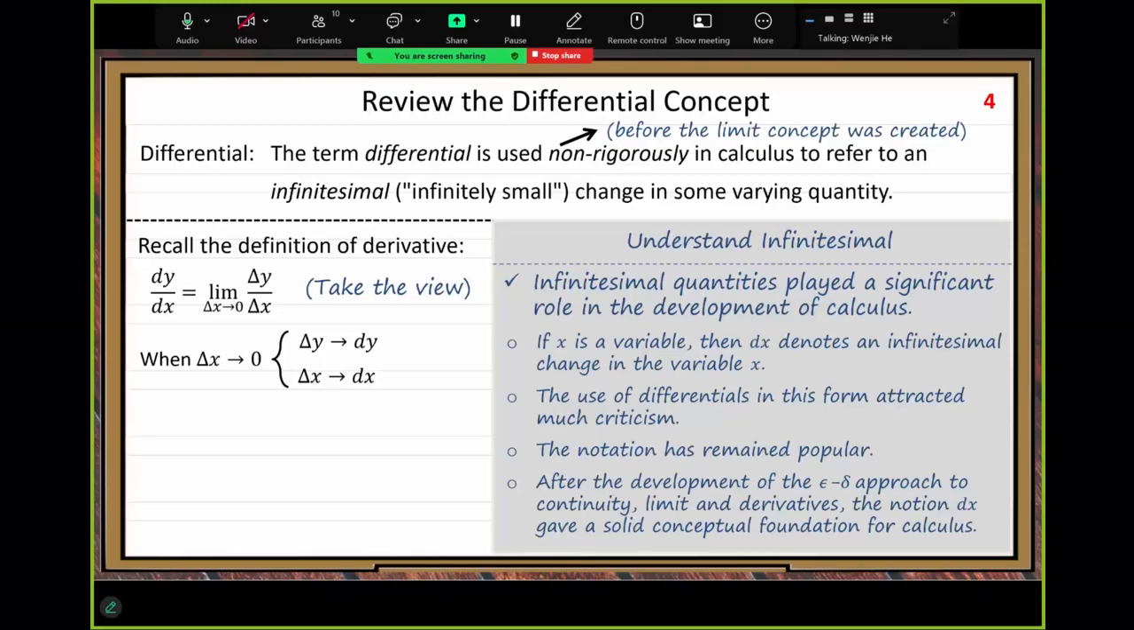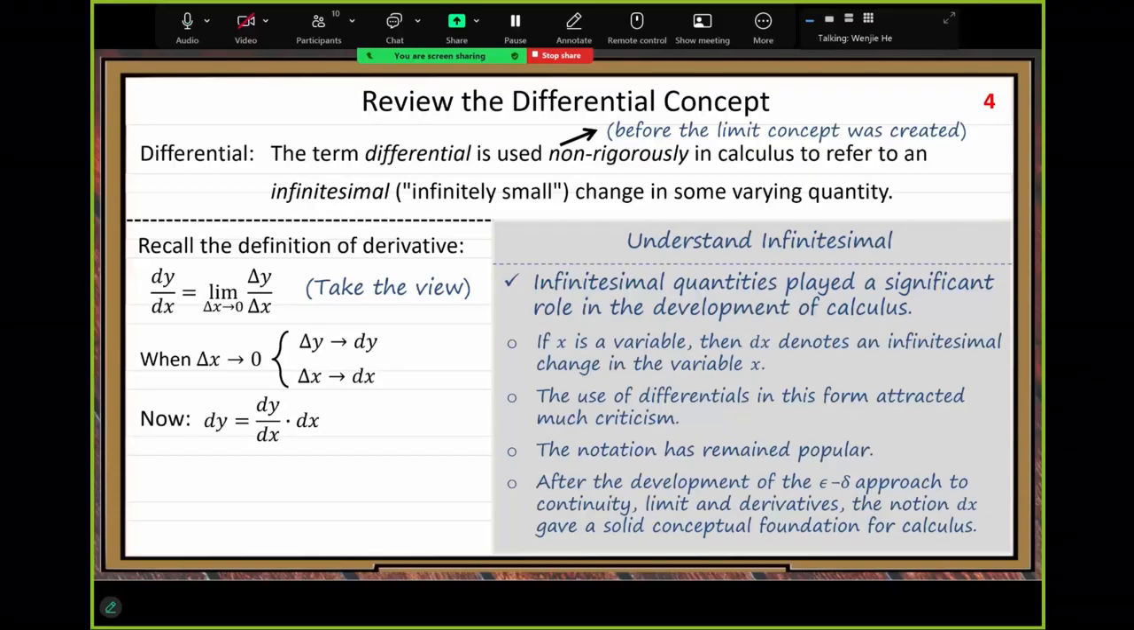There are two concepts, two symbols. The differentials approach zero, but it's a concept. It's not a concrete number. It's a notation. So it's very abstract. But we need these concepts to help us set up equations. Later you will see we need a concept like this to help us set up equations.